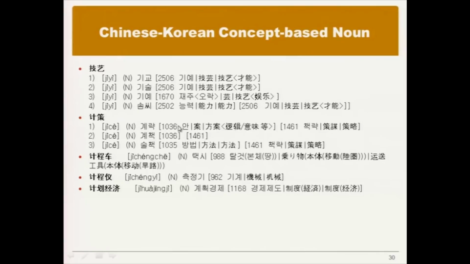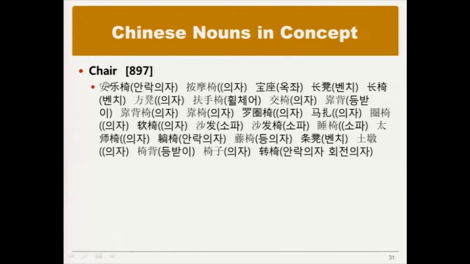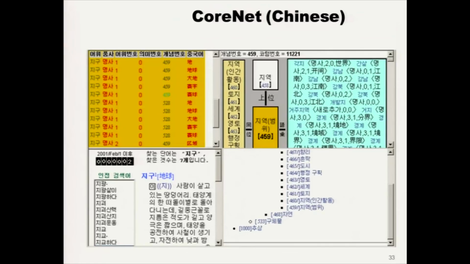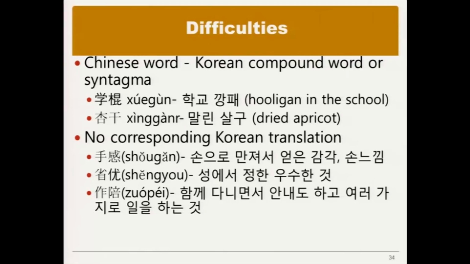For example, each character has many different instances of a word in Chinese. So this is the Chinese-Korean verb translation, for processing Chinese to Korean in an MT system, for example, and is a concept net of Chinese. The difficulty is that some Chinese words have no corresponding Korean word. So in this case, we just keep the Chinese word as it is.